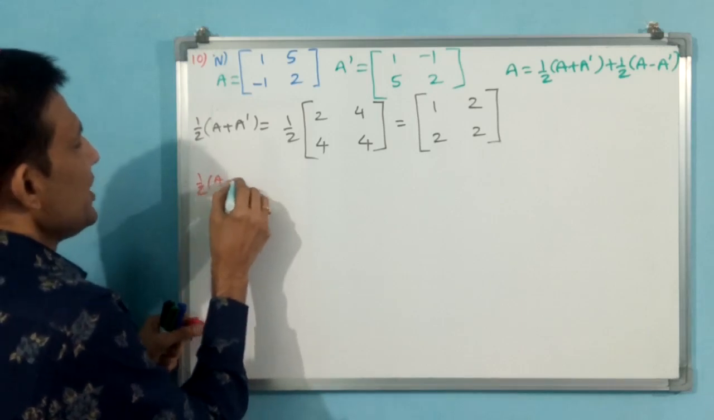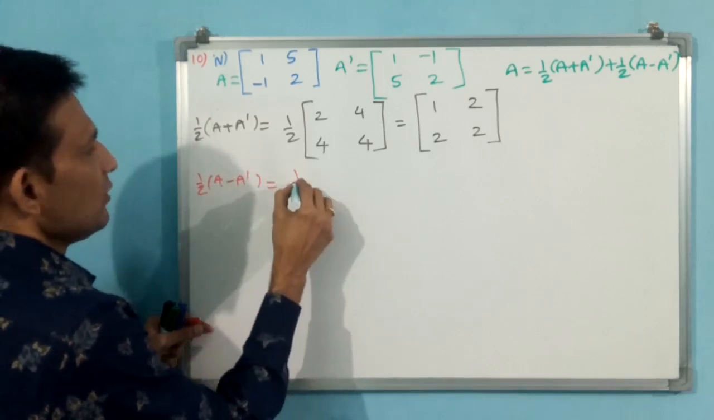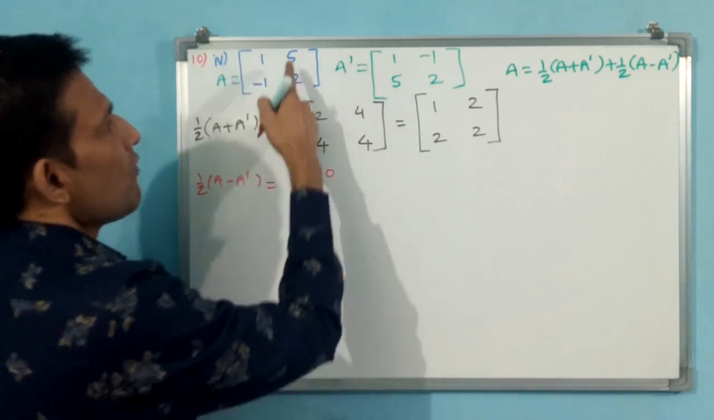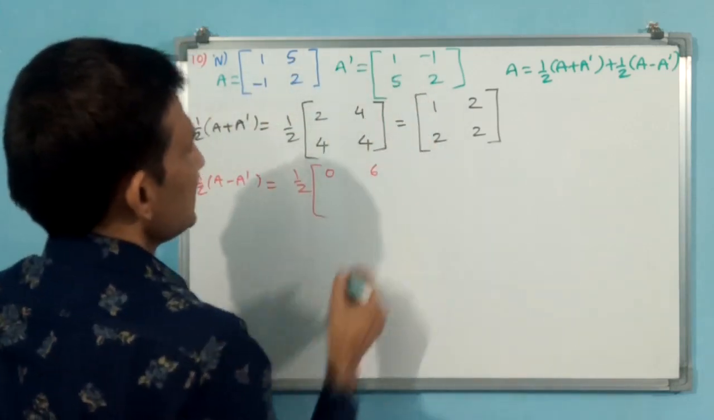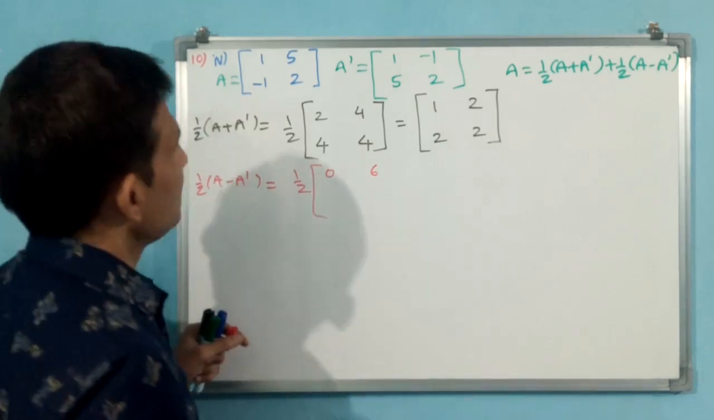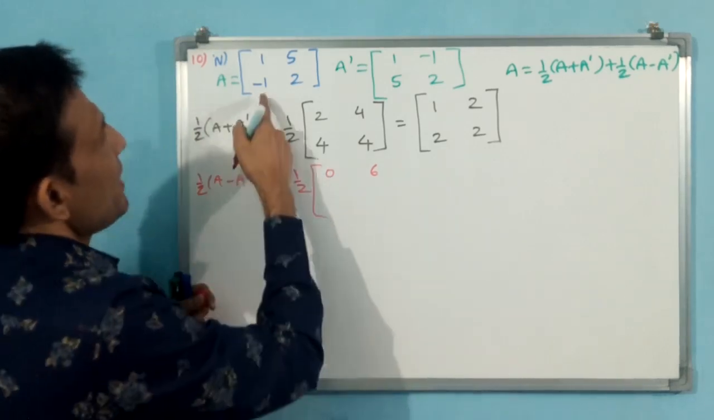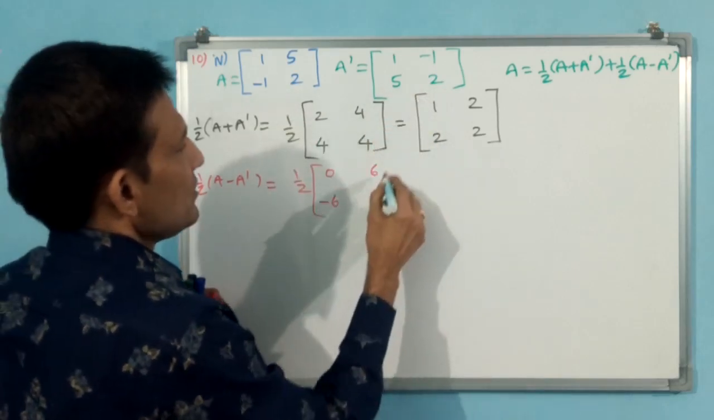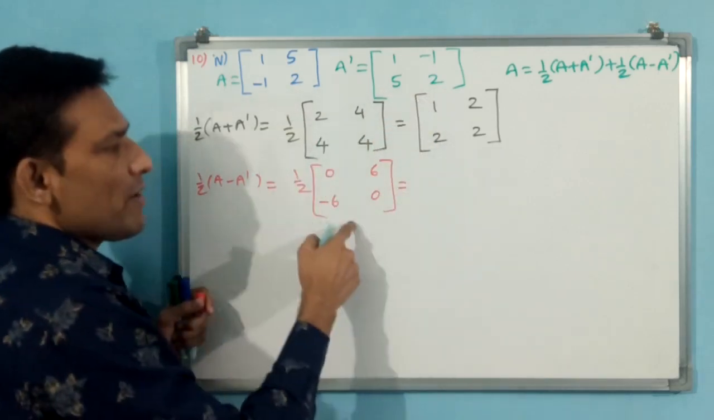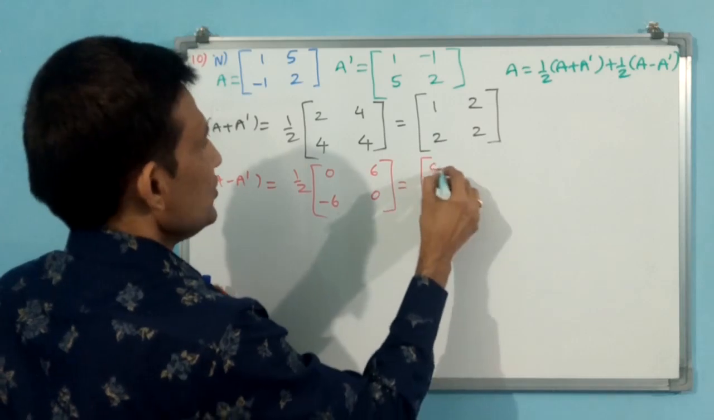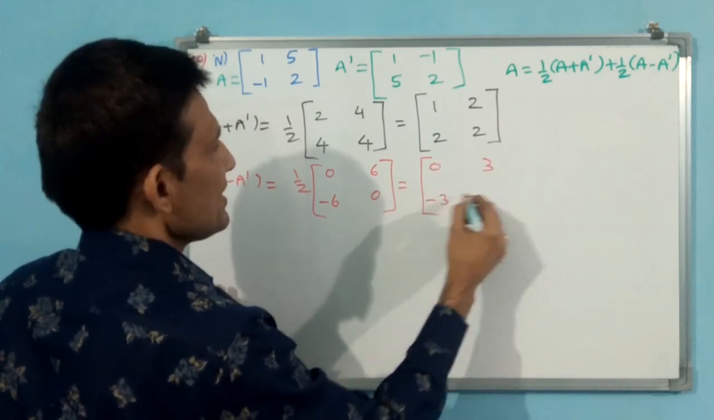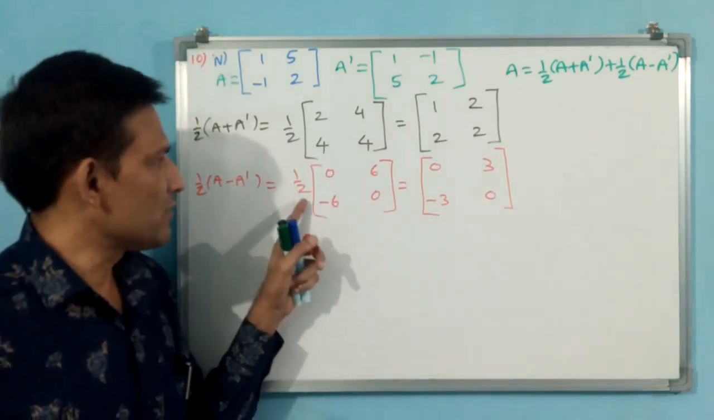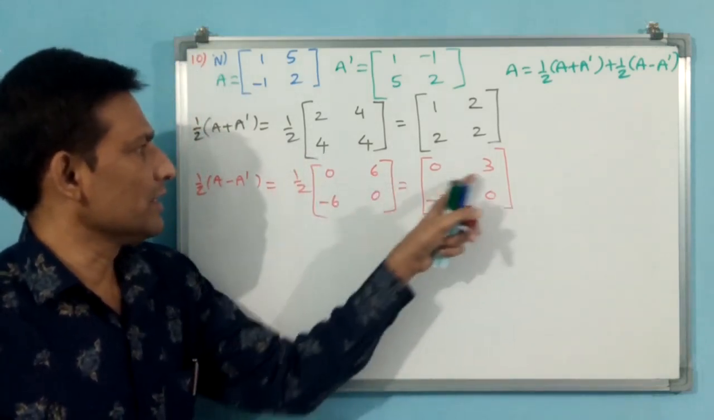1 by 2 into A minus A transpose is equal to 1 by 2 into 1 minus 1 is 0. 5 minus of minus 1, 6, okay, 5 plus 1. Minus 1 minus 5, minus 6. 2 minus 2, 0. Send 1 by 2 inside. 0, 3, minus 3, 0. 6 by 2, 3, minus 3, 0.